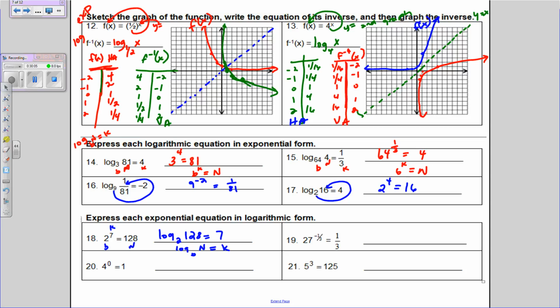So for number 19, it's got a weird exponent, but that's okay. We're just labeling and rewriting B, K, N, because that's exponential form, and we want it to be log base B, N, K. So log with the base of 27, N is 1/3, sorry, and K is negative 1/3.